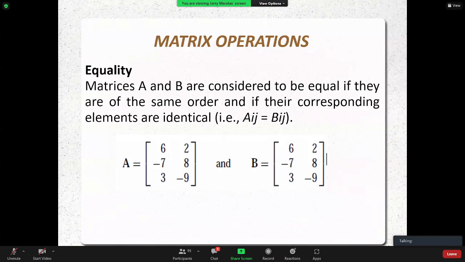So there are 4 matrix operations: matrix addition, matrix subtraction, then matrix multiplication, and the other one, instead of division, is now inversion. So matrix inversion. Let's discuss these one by one.